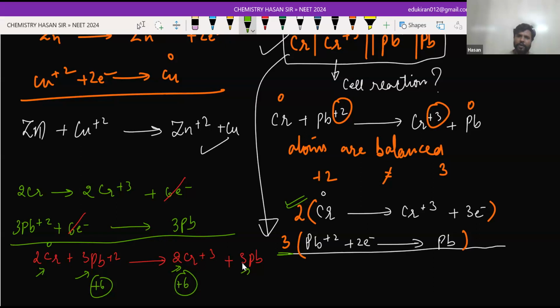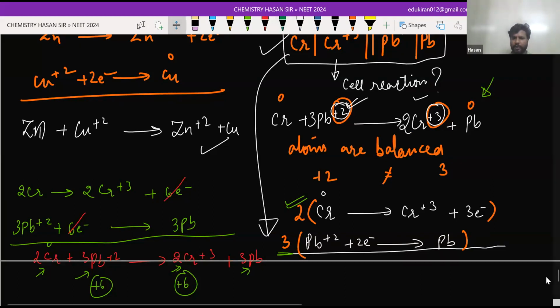Also, if you have done this, that is also a valid way. You can do this in this step as well. Whatever charge is here, you are going to multiply it on the right hand side. Like 2 Pb plus 2 you have. So you are going to multiply this 2 and plus 3 charges here. And accordingly, you can balance the atoms.